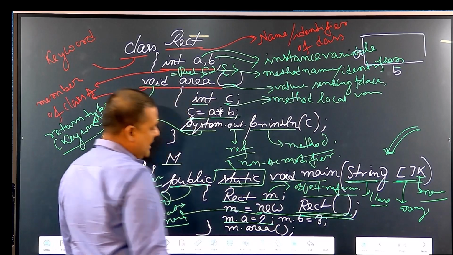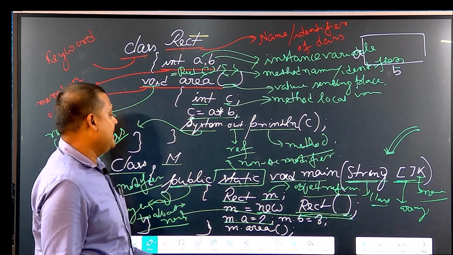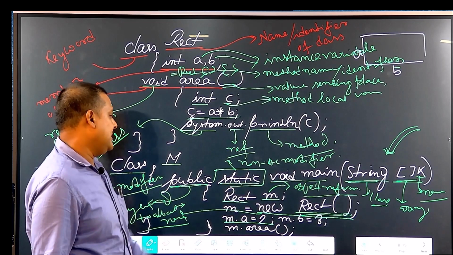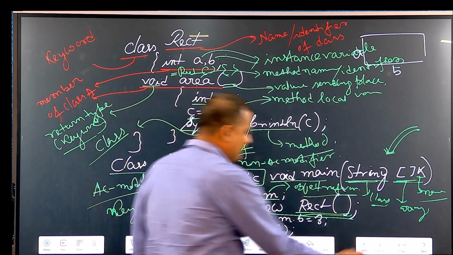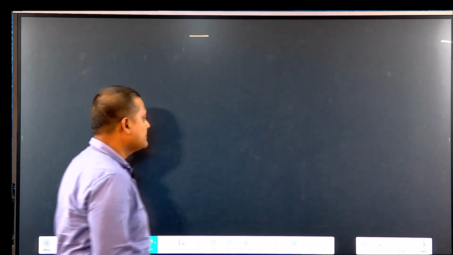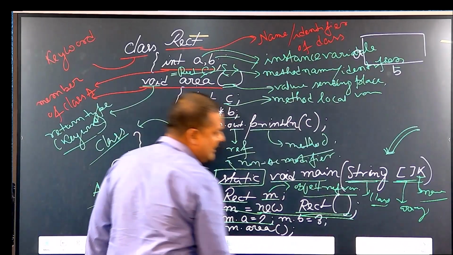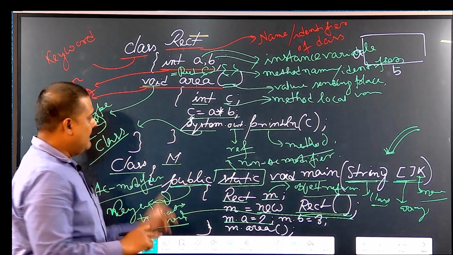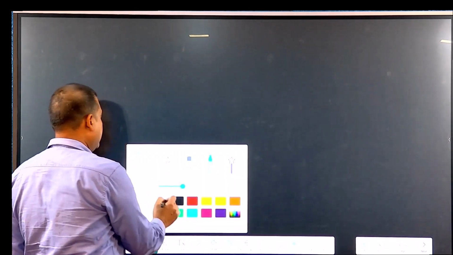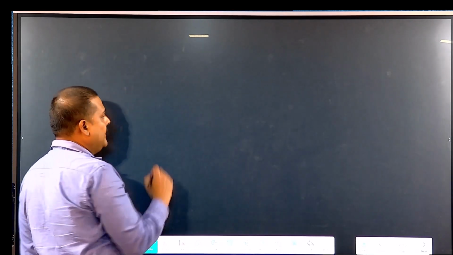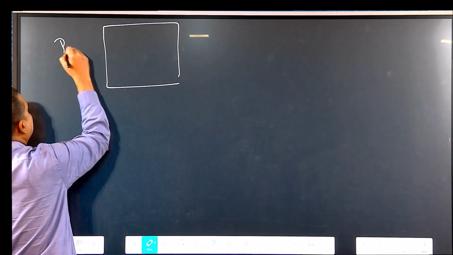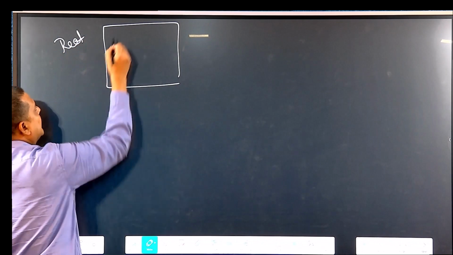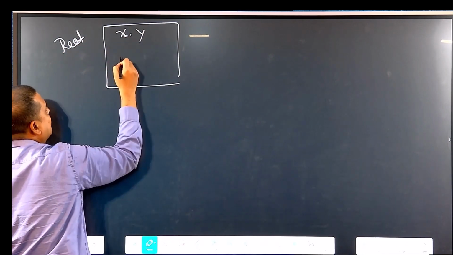And these are what? I am assigning m.a equal to 2, m.b equal to 3, and then I am calling the area. Now, let us have a look. Just remember this code, and you can write the code in your copy and have a look here. Now, I am coming to this particular point. So, this is my Rect. Here x and y are there, and another one is area.